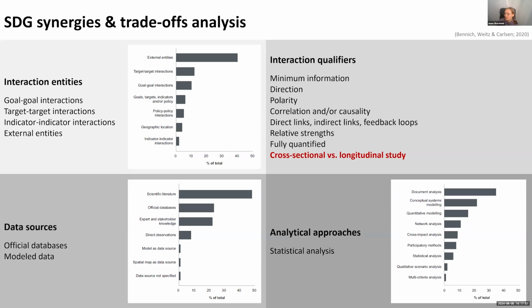Then you also have interaction qualifiers. So are you looking also at the direction? Are you looking at correlation, causality, direct links, indirect links? Are you doing a cross-sectional or longitudinal analysis? What data sources do you have? Obviously, we are now talking about quantitative analysis, so we have databases or model data. And then you have different analytical approaches, and here we talk about statistical analysis. So if you're going to read a scientific paper on SDG interactions, you can use this kind of classification and see what the paper is about.